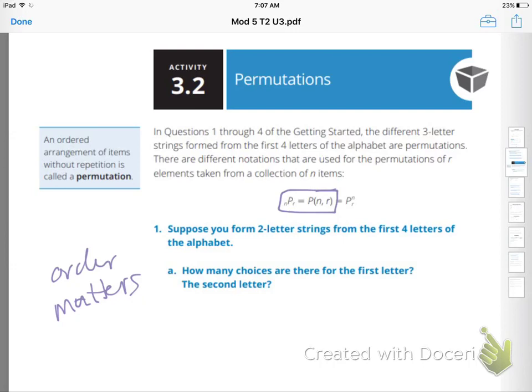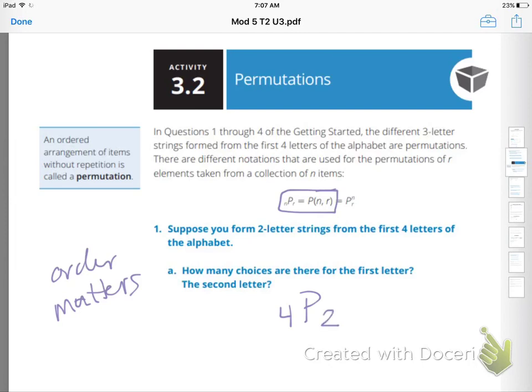If you are getting first place, second place, or third place, first place is better than third place. So if you're assigning certain things, or if you are doing a code, then the order is going to matter. Okay, so it says, suppose you form 2-letter strings from the first 4 letters of the alphabet. How many choices are there for your first letter and then your second letter? So how many total? There are 4, and then we are choosing 2 of them.